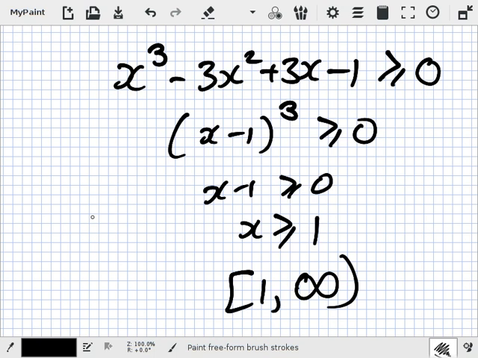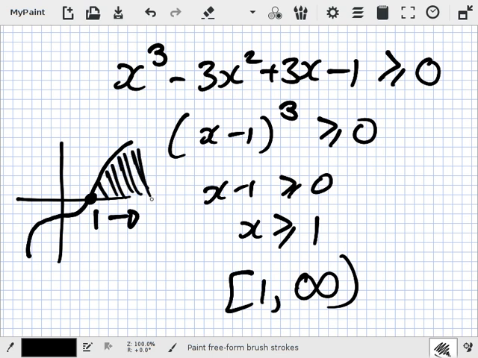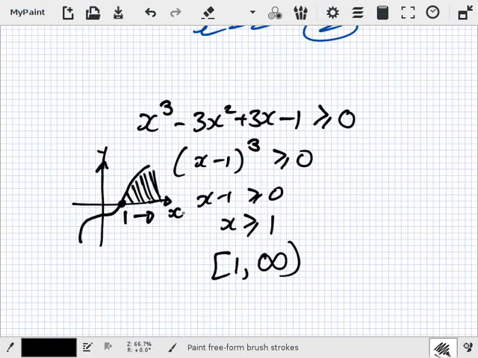1 to infinity. Those students who sketched it would have gotten something like this. From the region 1 to the right is where it's positive, if you sketched it, or even if you had some kind of graphing calculator. Okay, so that is number 13. Do you have this written down? Okay, 14 now.